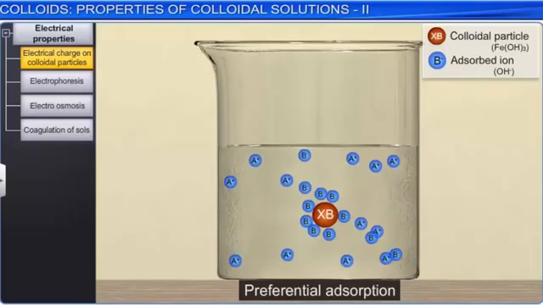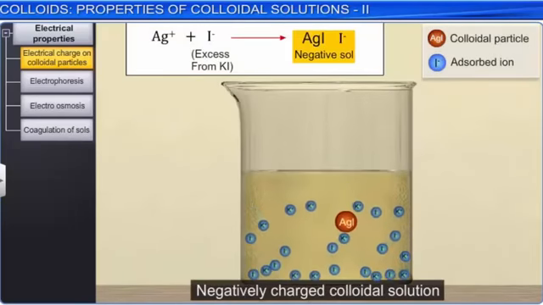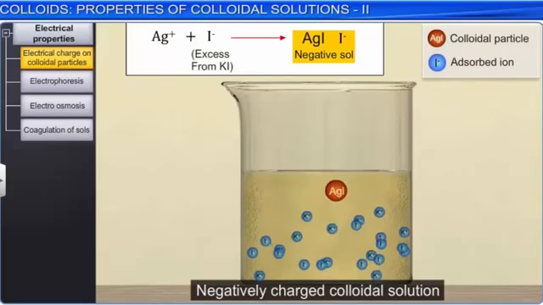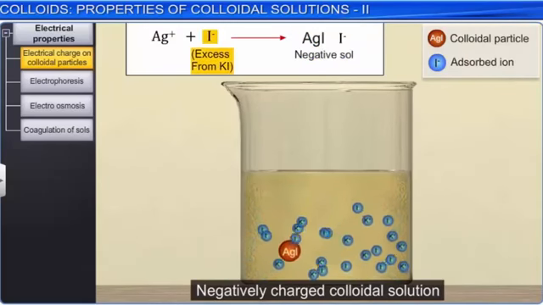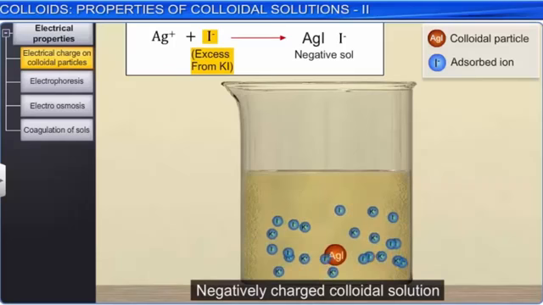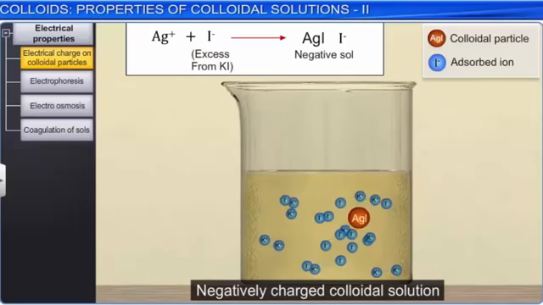For example, silver iodide precipitate adsorbs iodide ions from the dispersion medium if an excess of potassium iodide is used to prepare it. This results in the formation of a negatively charged colloidal solution.